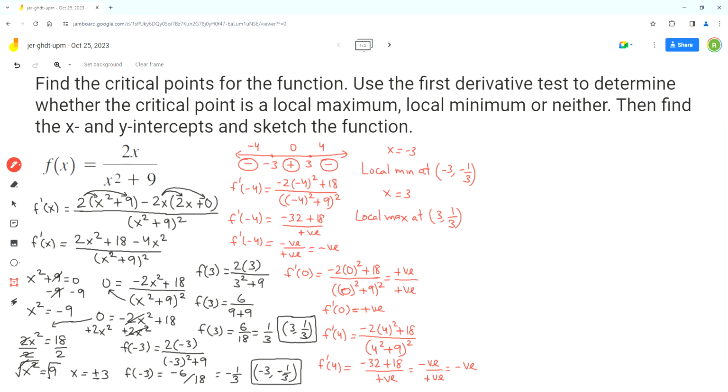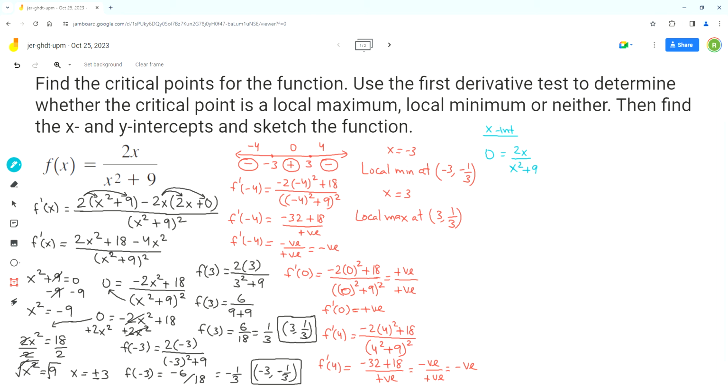So now we have answered the second part of this problem. Now in the third part, we have to find the x and y intercepts and sketch the function. So let's start with the intercepts. For the x-intercept, we'll have to sub in y as 0 in this function equation and then solve for x. So we get 0 equals 2x over x squared plus 9. So we have to solve for x.